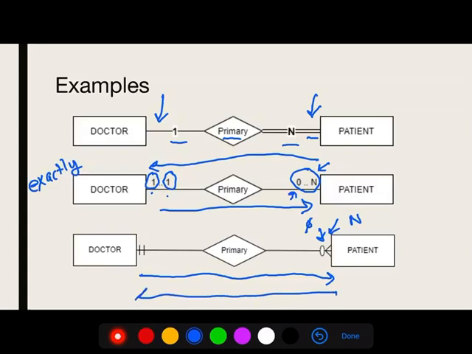Reading in the other direction, a patient has exactly one doctor. So the first dash is the participation constraint, and the second dash closest to it is the cardinality constraint. So we find out that for the patient, because we're reading this direction, it's mandatory in the first dash and a 1 for the cardinality.